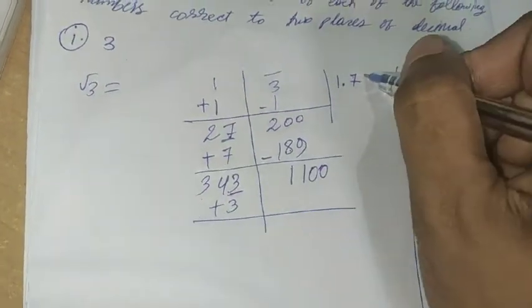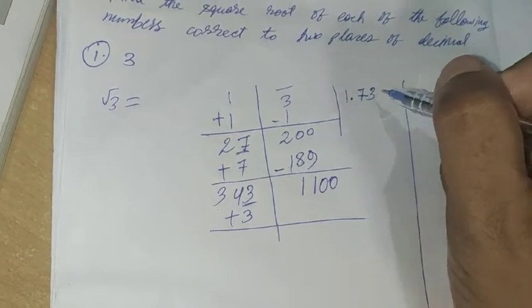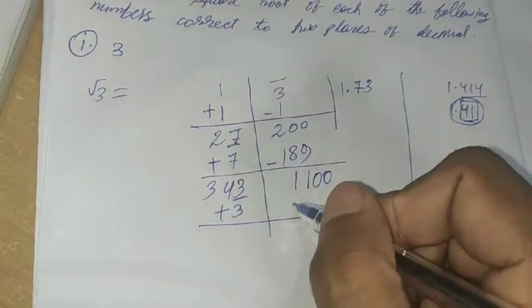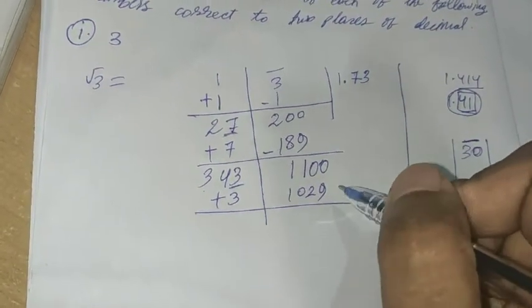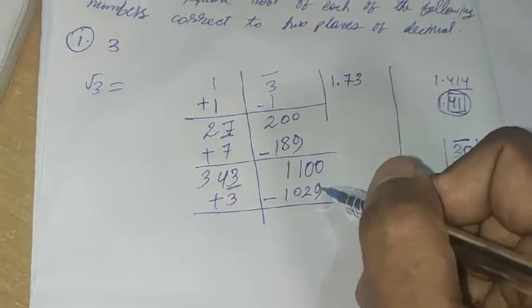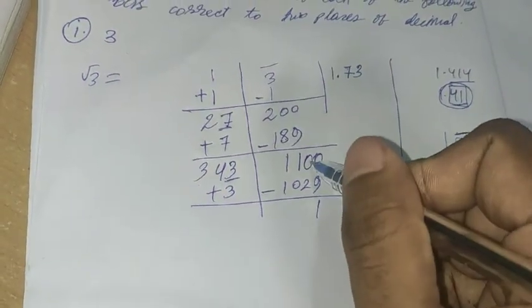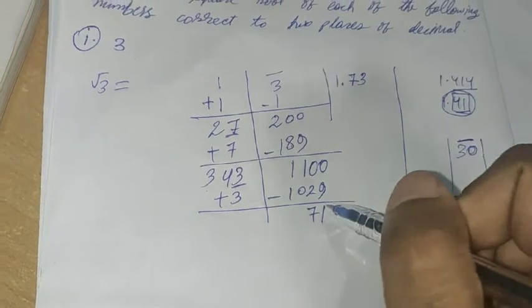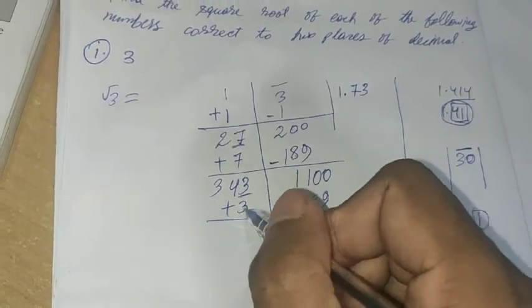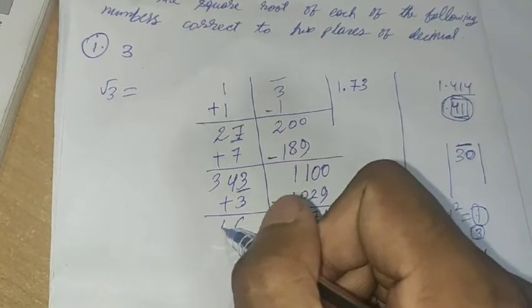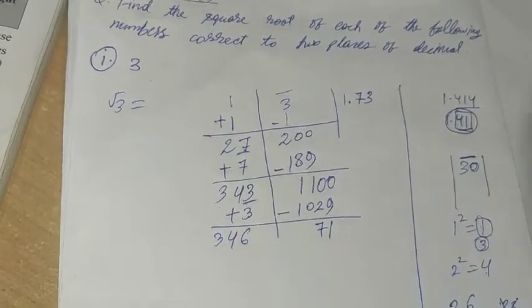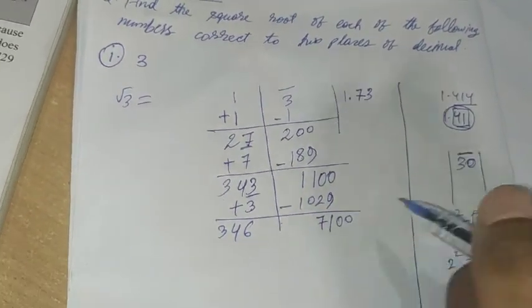Put 3 in the divisor, add, and what will be the number? 1029. Subtract it. So 10 minus 9 is 1, and 9 minus 2 is 7. Now add it: 3 3 6 4 3. Now again put 2 0.